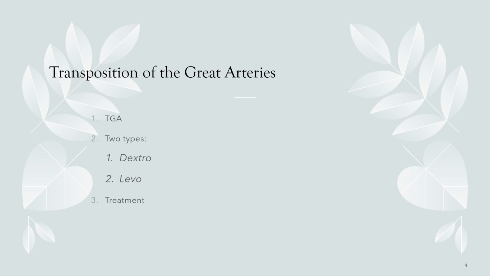Now, despite the displacement of the ventricles, the pulmonary artery still arises from the venous ventricle, and the aorta still arises from the arterial ventricle.